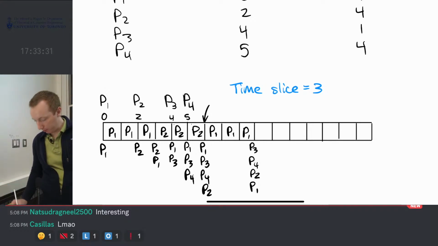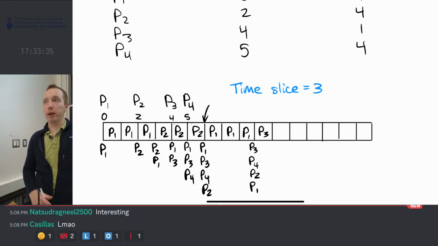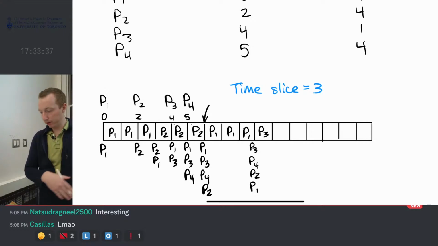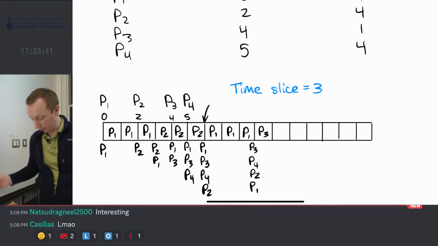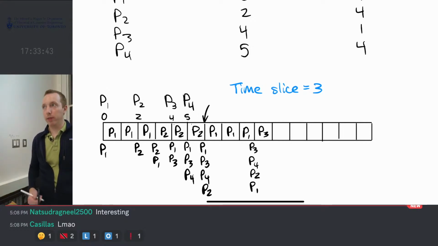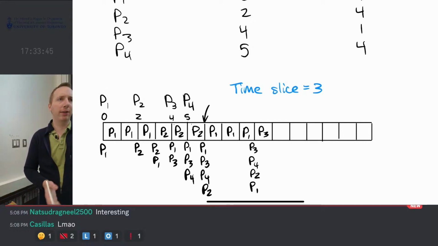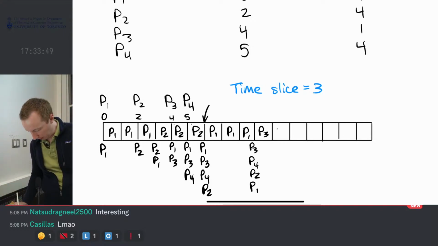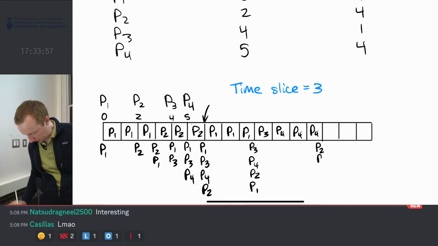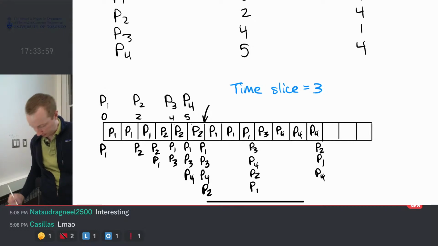Now it's P3's turn. It only executes for 1 time unit, then it terminates. So the scheduler has to reschedule something, and the new process wouldn't just get the remaining time slice, it would get restarted. So P4 would go and get 4 time units here. And then our queue would look like P2, P1, then P4.